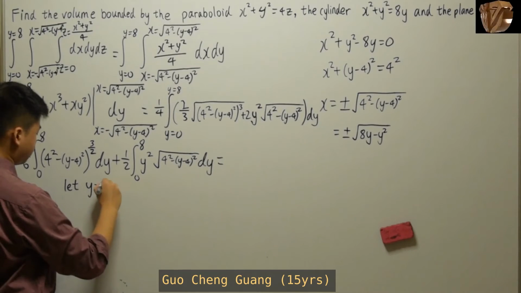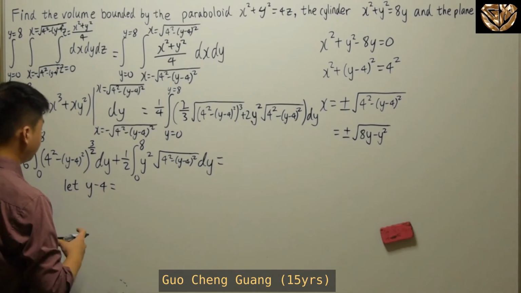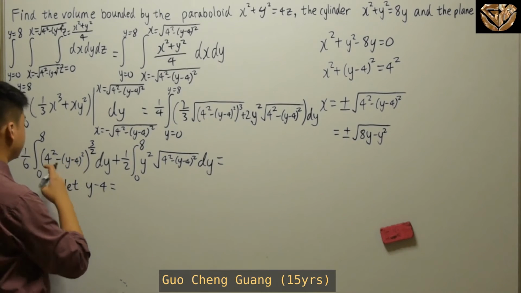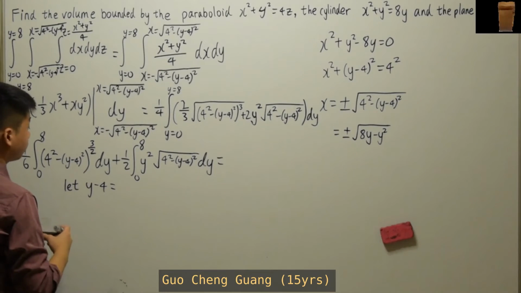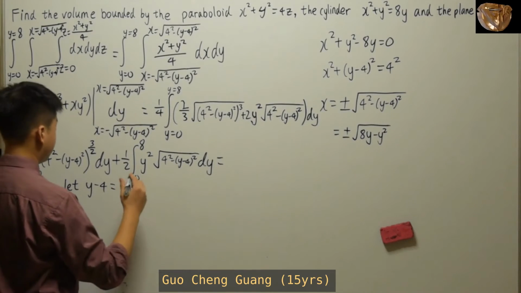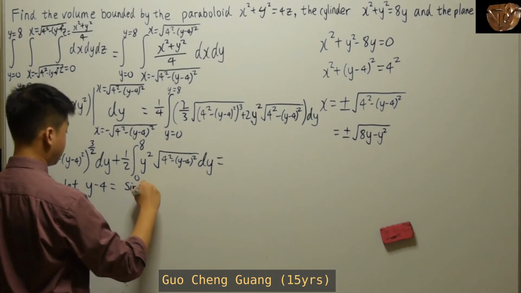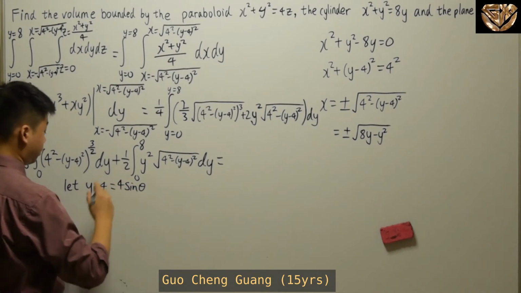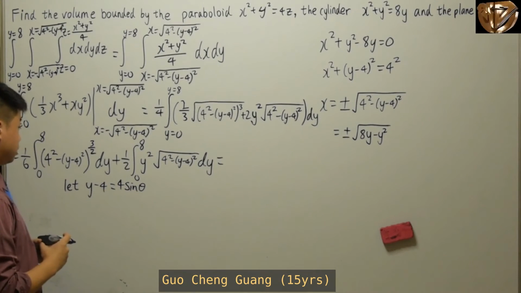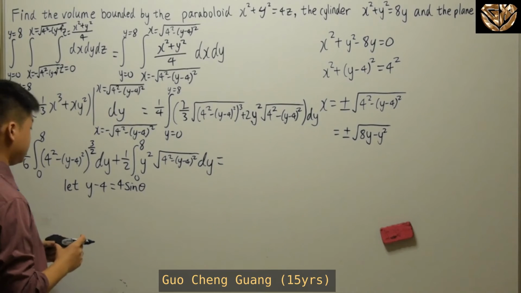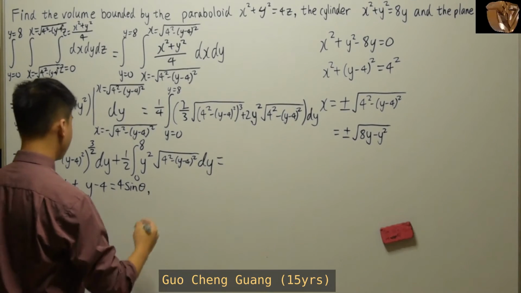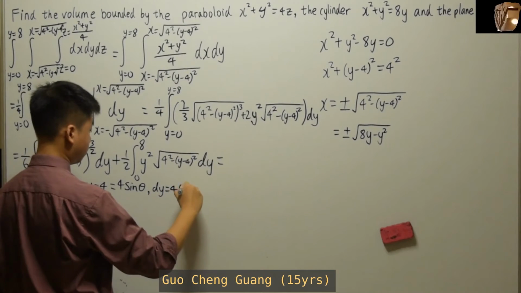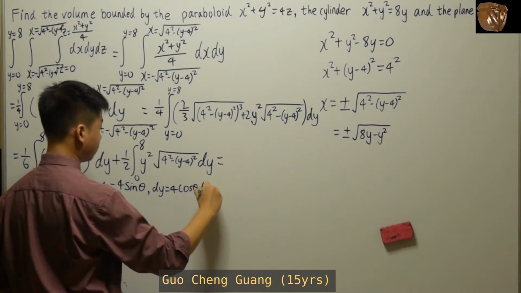Now, for the first term, what you can do is to let y minus 4 be equal to, since this is something squared minus something squared, or more of a constant squared minus something squared, you can choose to make this either a sine or a cosine, but that will be up to you. So in front of this, we're going to have 4. So y minus 4 is equal to 4 sine theta. Now, dy will be 4 cosine theta d theta.